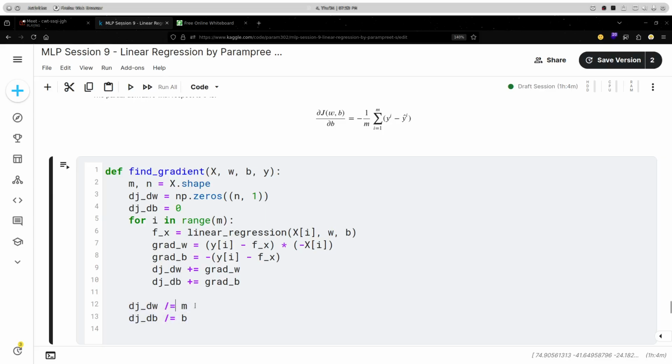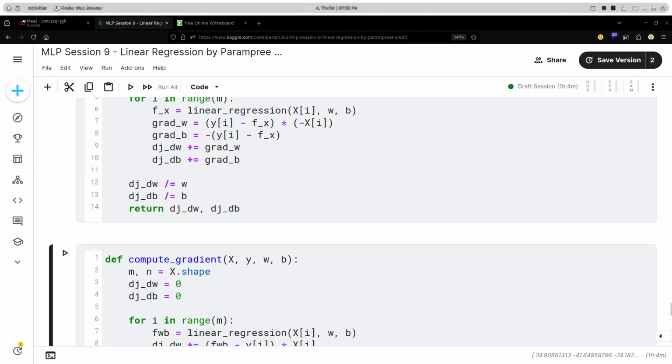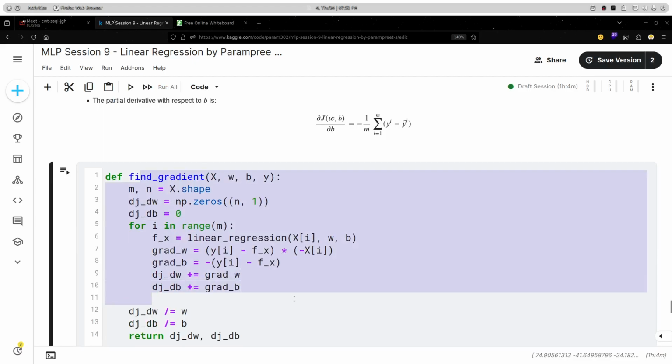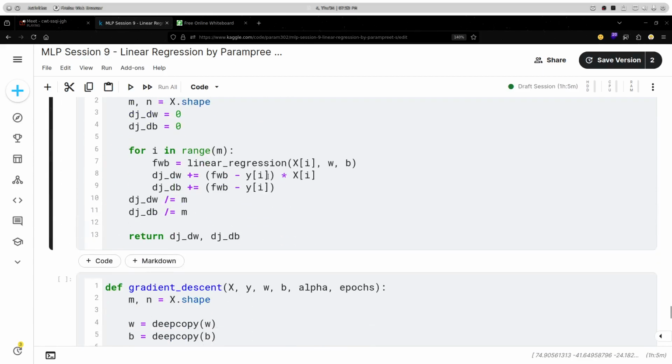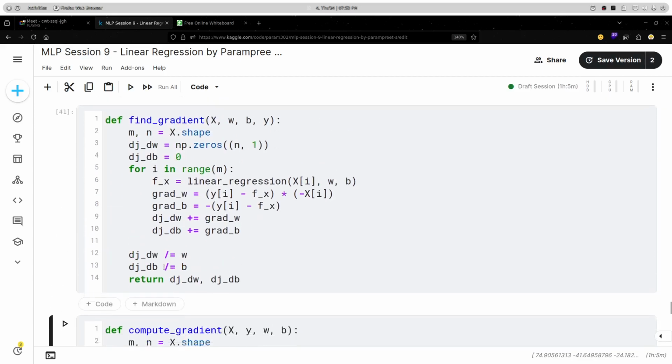So this is W, not m, and we are returning dj dw and dj db. So this will be the find gradient function, and the same function I have implemented here. Both are the same, no difference in this.